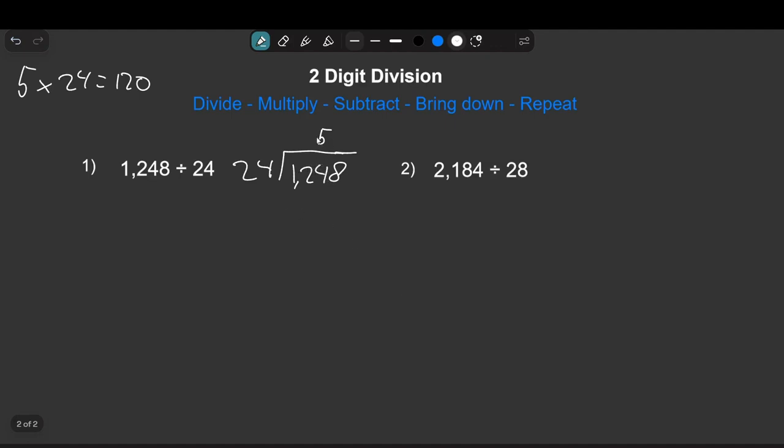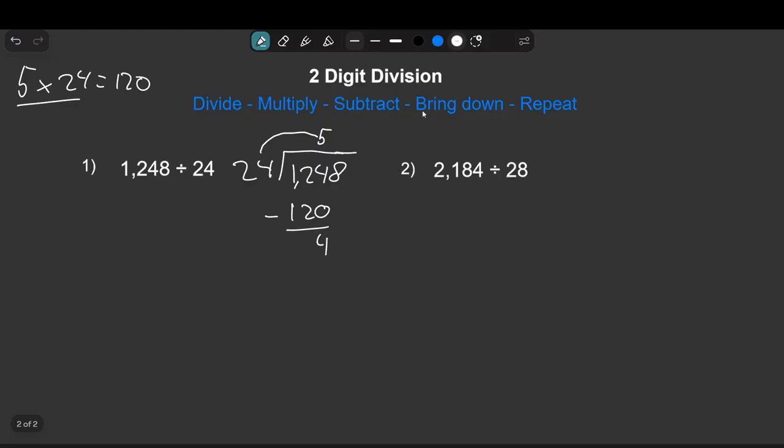Now we have to multiply 5 by 24. We already did this right over here. 5 times 24 is 120, and we write it below 124. Now we have to subtract, our third step of the 4 steps. 124 minus 120 equals 4, because 4 minus 0 equals 4, 2 minus 2 is 0, and 1 minus 1 is also 0. So we have 4 as our answer.